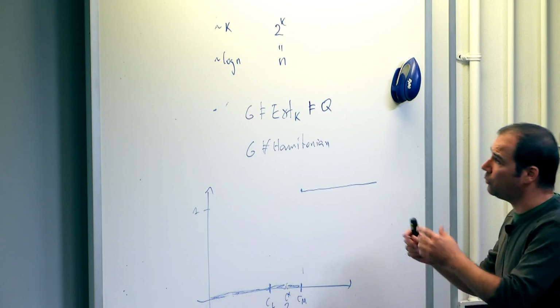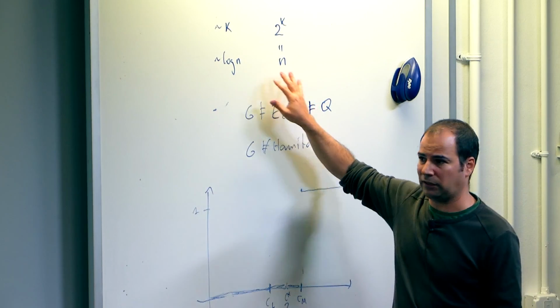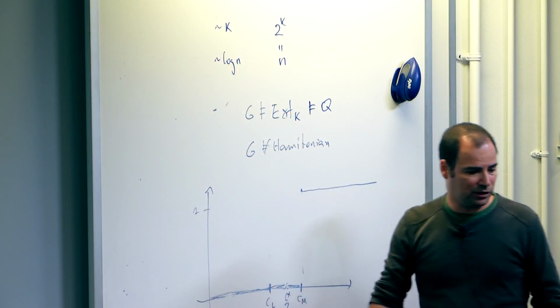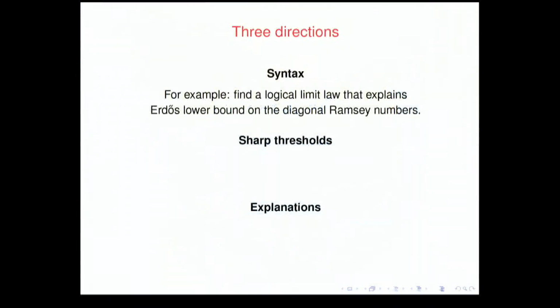So this is one question that might be possible to do by designing a proper language. I think this is an important question because, for example, we don't know explicit graphs that are of the kind that Erdos showed to exist. So maybe the logic could give something on that.